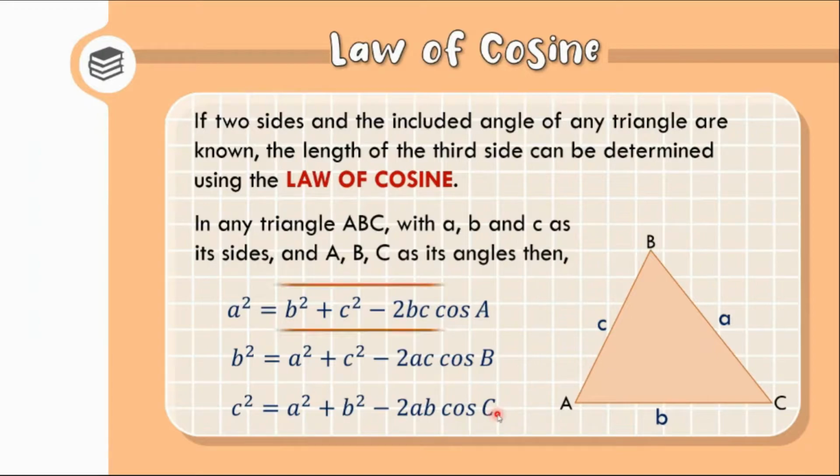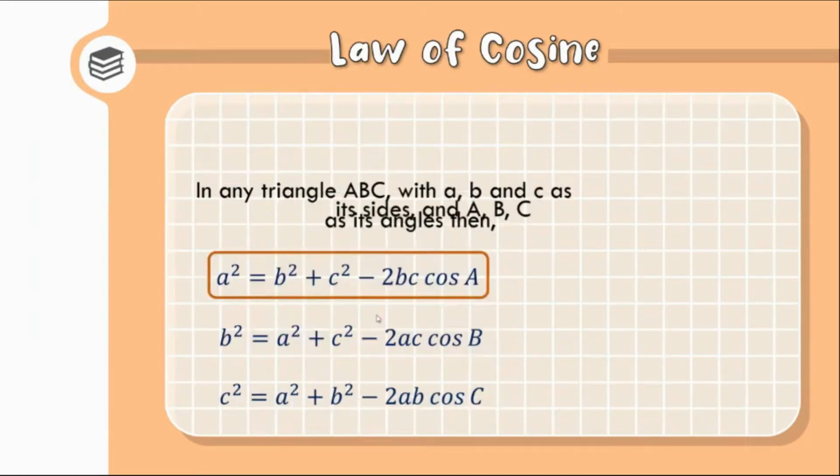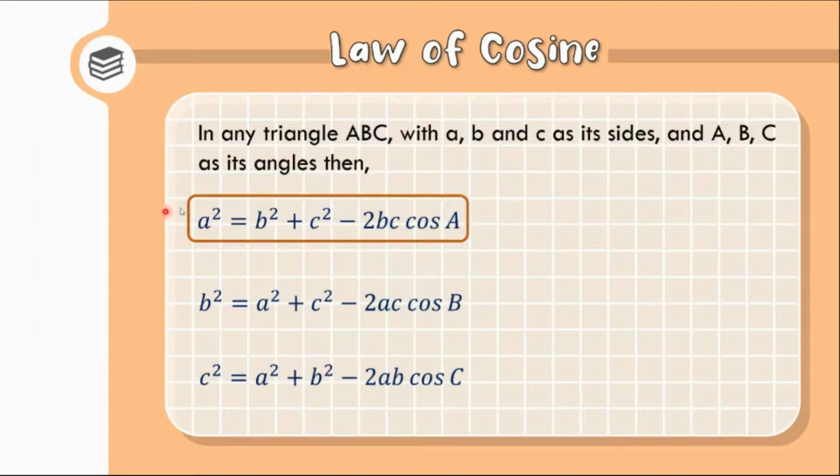Let's start first if we are asked to find the length of side a. If the length of side a is missing, then the lengths of side b and side c should be known, as well as the measure of angle A. We can easily find the measure of side a using this equation, such that a is equal to the square root of b squared plus c squared minus 2bc cosine A.